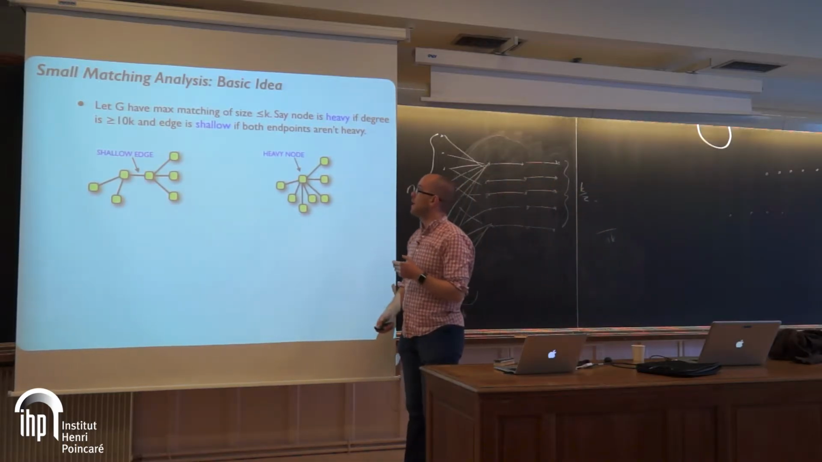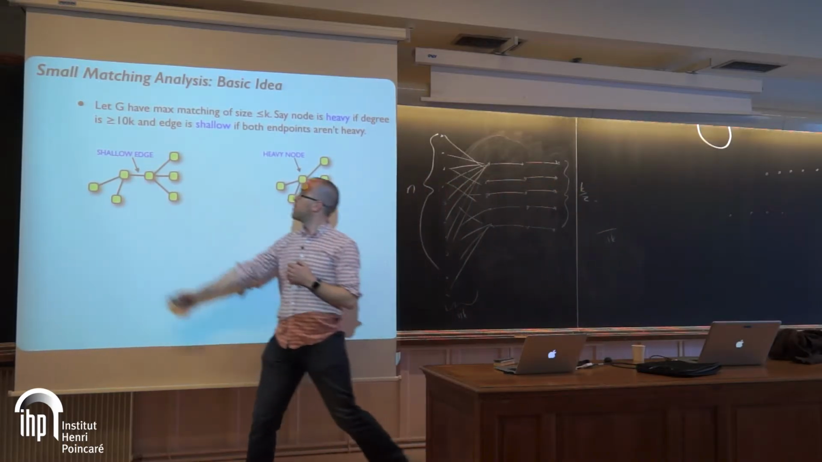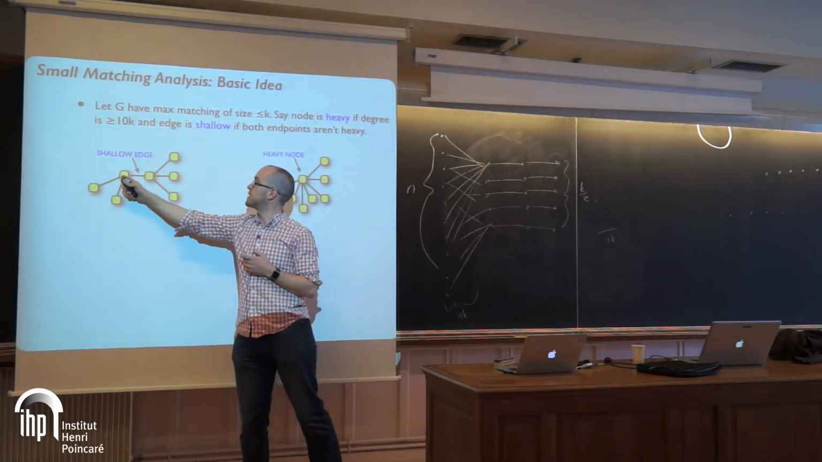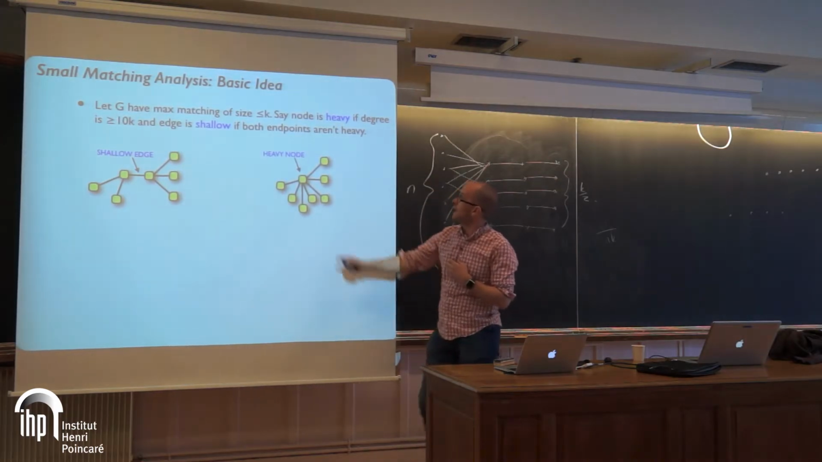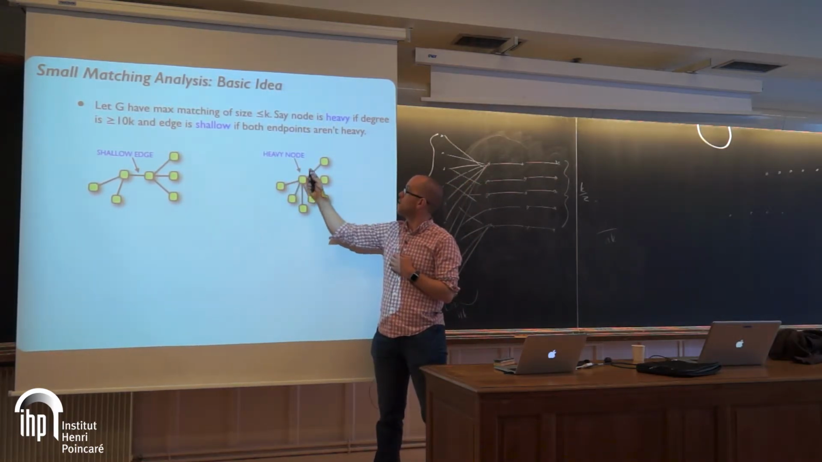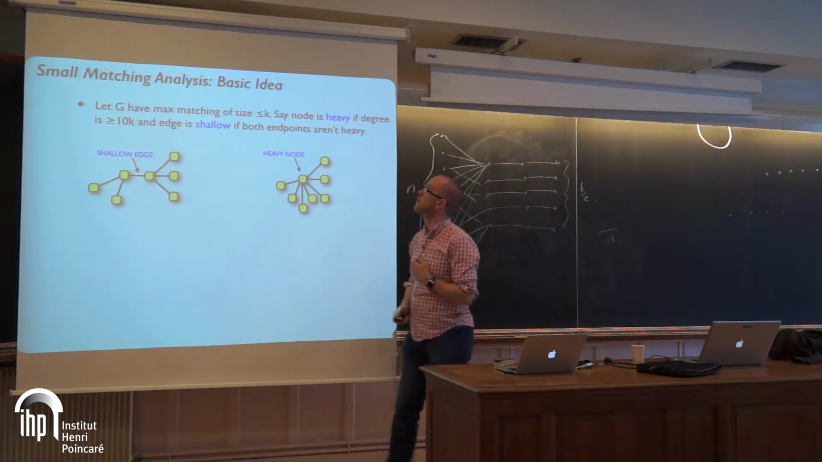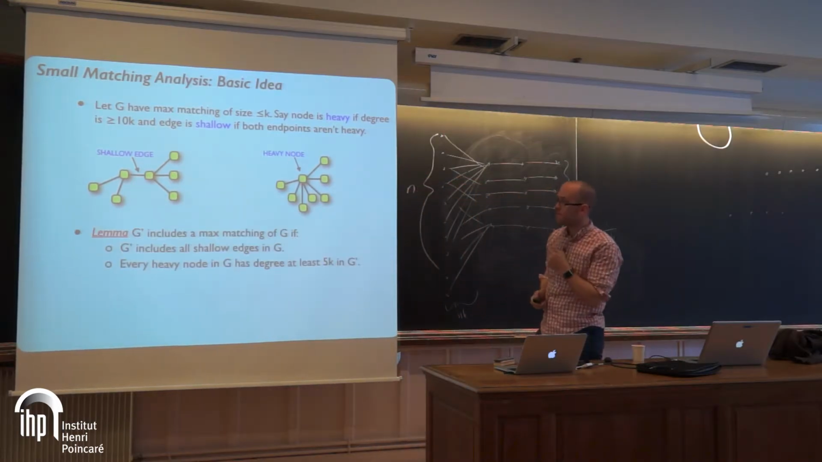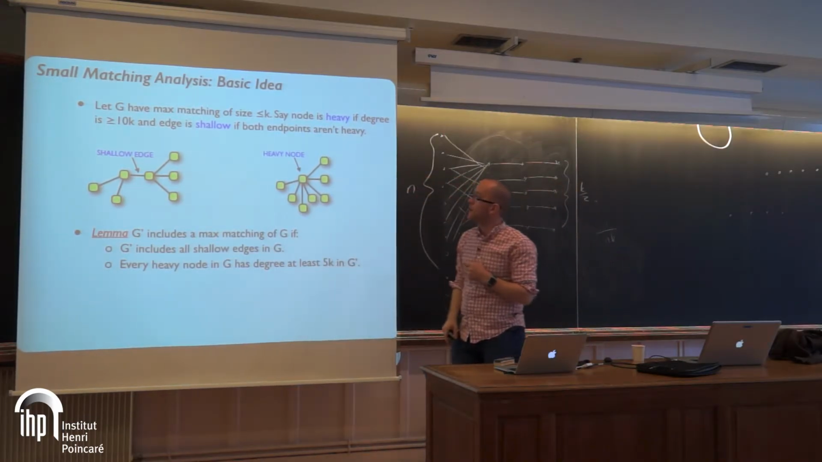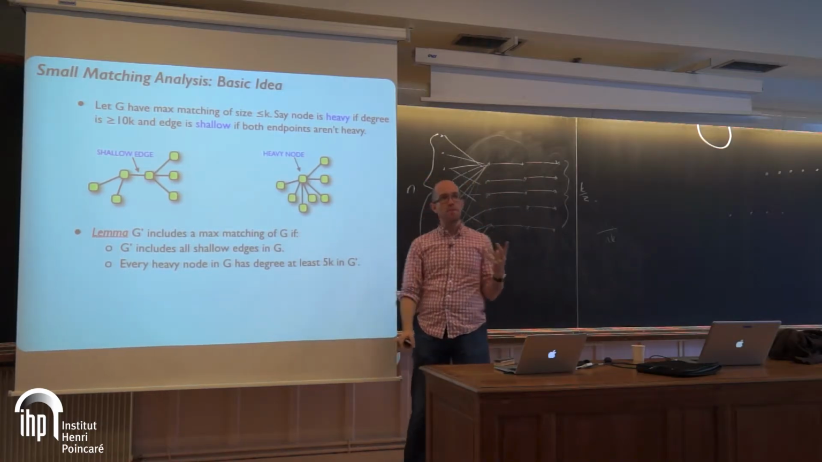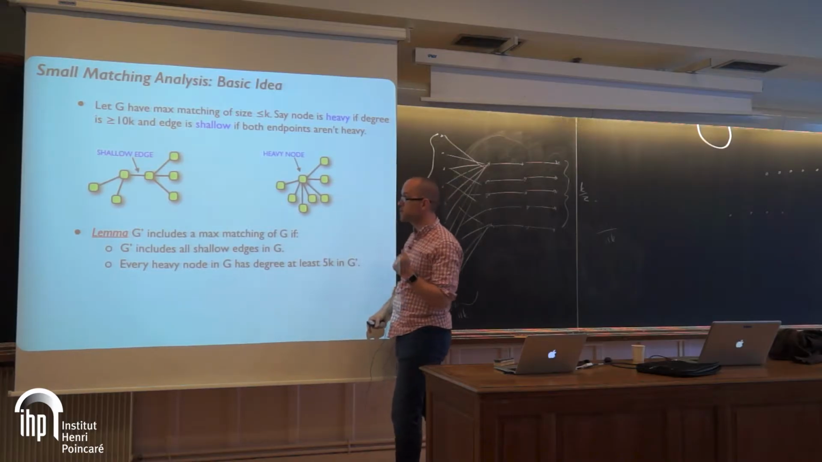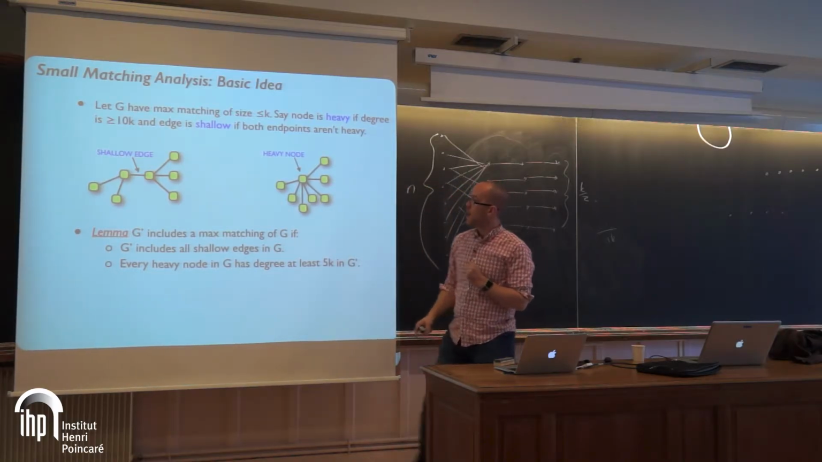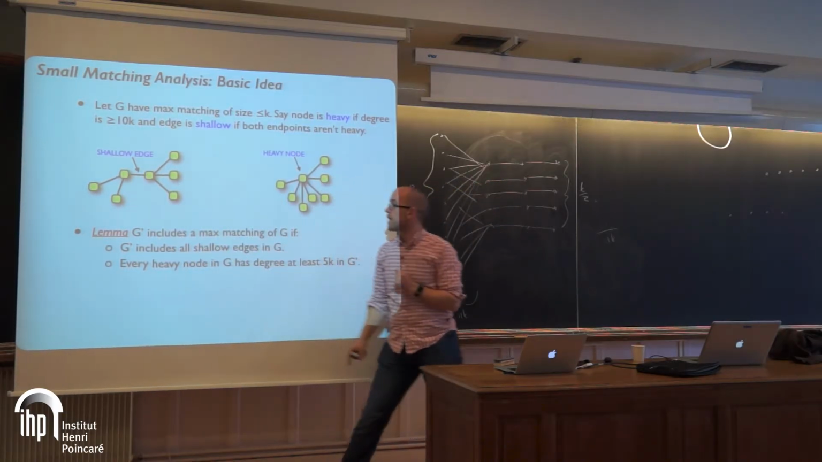OK, so the basic idea for the analysis is as follows. We're assuming G has a maximum matching of size at most k. I'm going to say a node is heavy if its degree is greater than 10k. And we're going to say an edge is shallow if both endpoints aren't heavy. These numbers aren't to scale, but maybe this is a shallow edge because both of its endpoints have degree just 3 and 4 in this case. And maybe this is a heavy node because it has many edges.